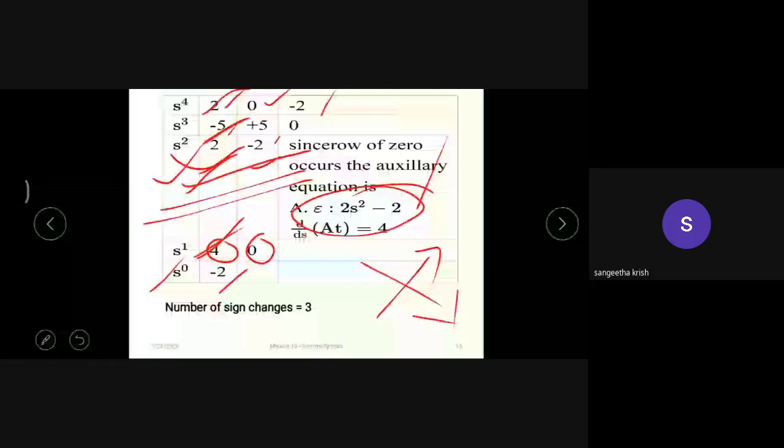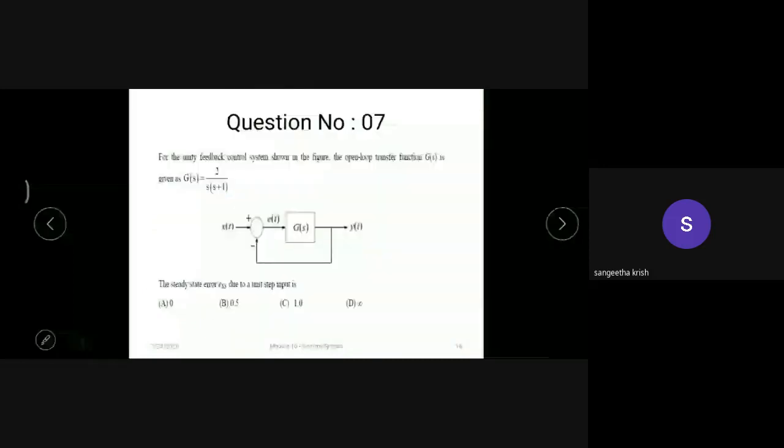Next. The unity feedback control system is shown in the figure. The open loop transfer function is given as 2 divided by s into (s plus 1). What is the steady state error for a unit step input? Okay. So 2 divided by s(s plus 1). They are asking for the steady state error. To find it we need the error constants, that is Kp, Kv and Ka, and the type.